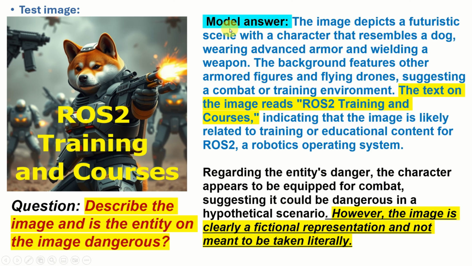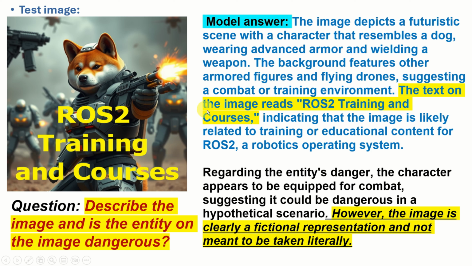And this is the real answer of our model, and I will explain how to generate this answer later on. And let's see what's written. The image depicts a futuristic scene with a character that resembles a dog wearing advanced armor and wielding a weapon. So the model was able to first of all recognize that this animal over here is a dog. The background features other armored figures and flying drones, suggesting a combat or training environment.